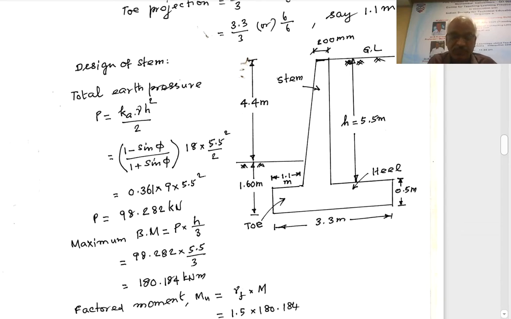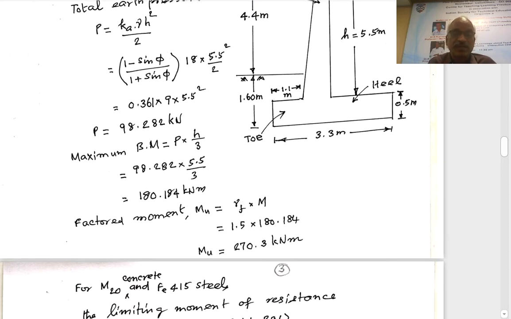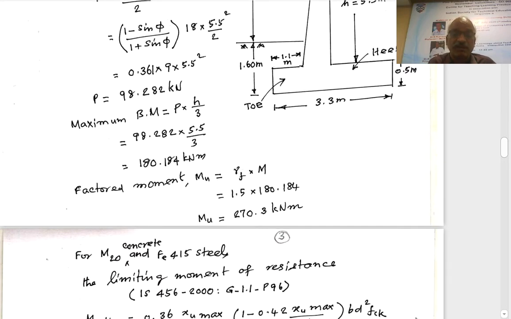So that gives the total pressure is equal to 98.282 kilonewtons. So maximum bending moment equal to P into H by 3, because it is a triangular earth pressure. The total pressure will act at a height of H by 3 from the base. Therefore P into H by 3 will be equal to 180.184 kilonewton meter, right? So that is the moment. The factored moment equal to partial safety factor times the moment. So 1.5 times 180.184, that is equal to 270.3 kilonewton meter, right? So that is about the moment, factored moment.